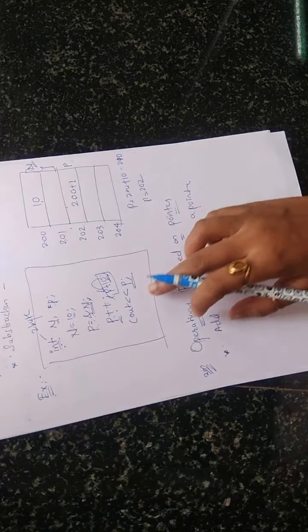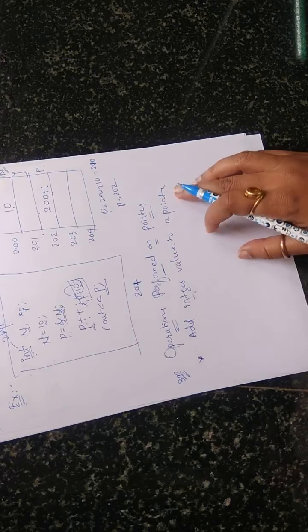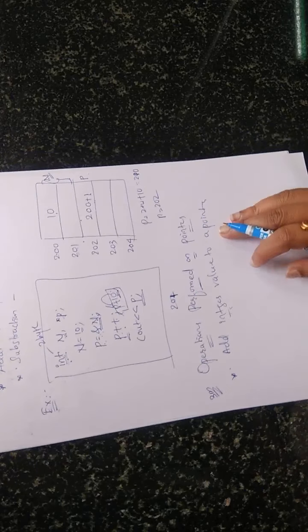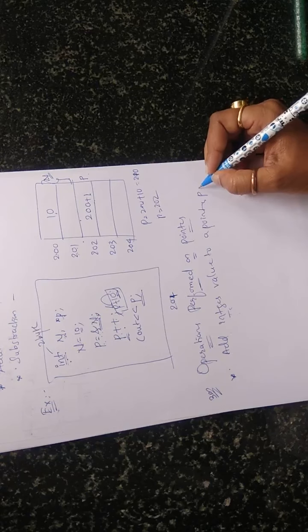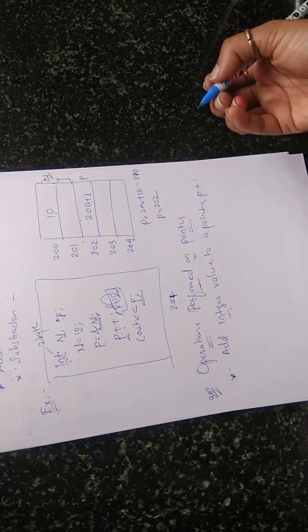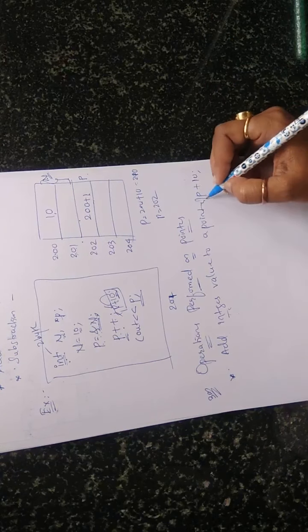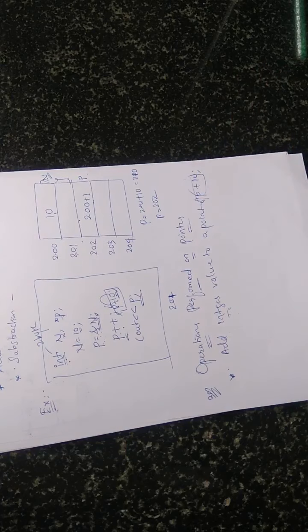So the first operation relating to your pointer is, we can add an integer value to your pointer. How can we add an integer value? Suppose p is a pointer variable. Any integer value like 1, 2, 3, 4, 5, 10, 20, 30, you can go on adding. So p plus 10 is possible, where p is a pointer variable.